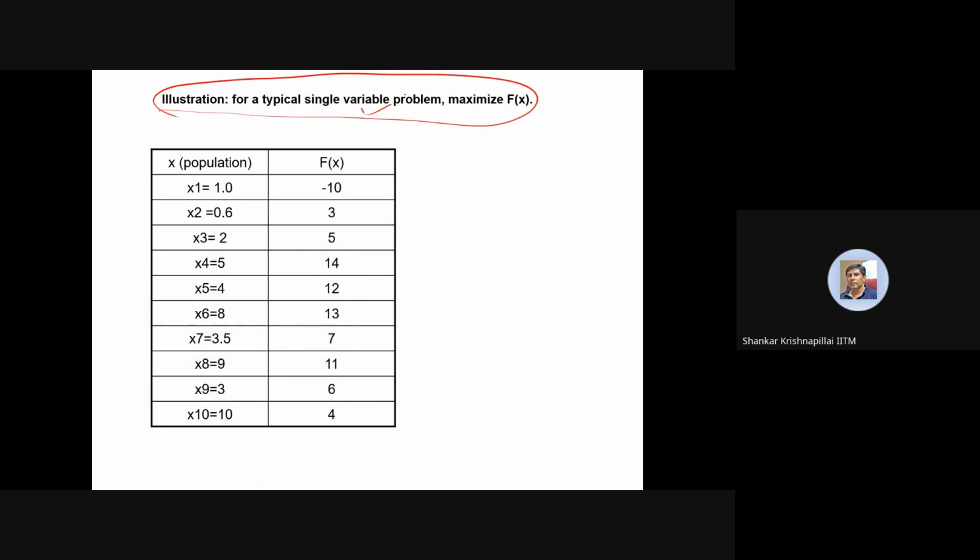Illustration of a single variable objective problem: maximize f of x. So it is only x versus f of x, a single variable problem. So first I select 10 random values, x1, x2, x3, x4, x5, x6, and I note the f of x values for all these, and those f of x values are written here.